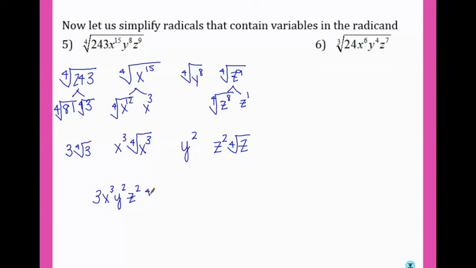And then all the things underneath the radical get put together. So the fourth root of 3 x to the third and z. So these, without the radical, all went outside. And these under the radical all went inside.